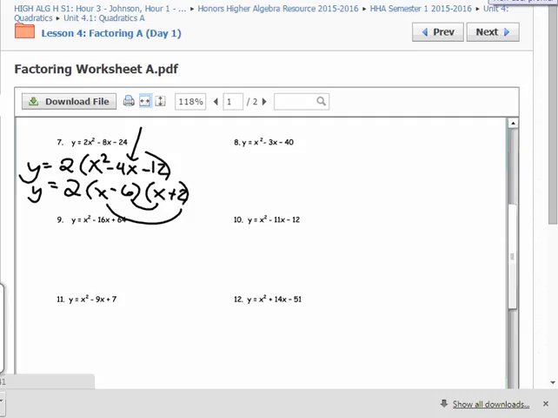Did you leave the 2 on the outside, or do you have to put it in? It's a good question. You should leave it right there. If you multiply it back in, then you're unfactoring it. Factoring means you want it to be factored apart as far as possible.